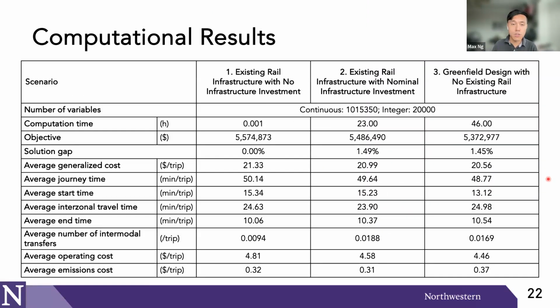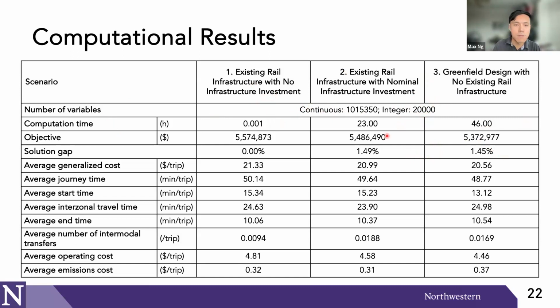Then these are the computational results of the 3 scenarios. There are around 1 million flow variables and also 20,000 integer variables before we use Gurobi, so this is the number before presolve. The computation time for scenario 1 is basically just a flow assignment problem, so it usually solves within a few seconds. For scenarios 2 and 3, we ran 23 and 46 hours, and we achieve around a 1.5% solution gap within that time.